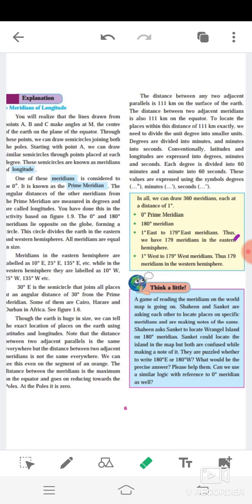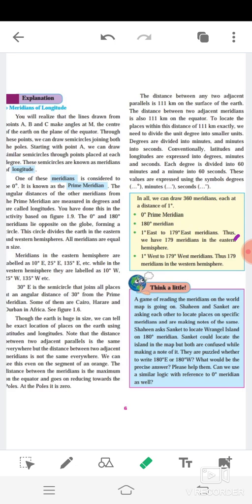Now, latitudes run parallel to each other and never meet another latitude, but the distance between the longitudes decreases as they go towards the poles. Finally, all longitudes meet at the pole, and the distance between two adjacent meridians is not the same everywhere, because the distance between two adjacent meridians of longitude is maximum at the equator. That is 111 kilometers.